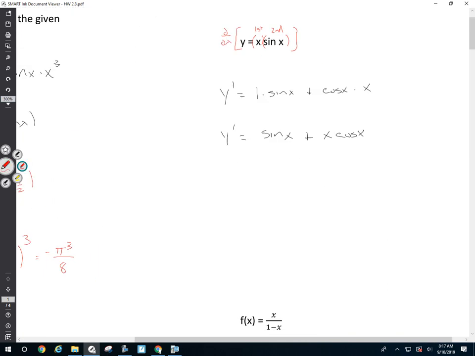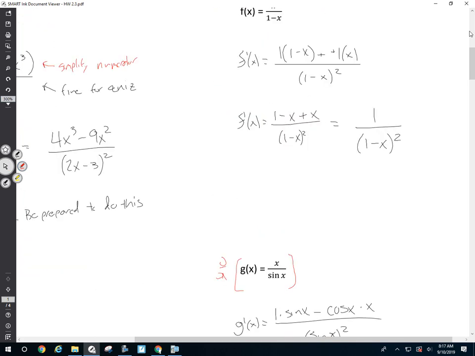All right, this y, I'll write it as y prime at pi over 2. It's the sine of pi over 2 plus pi over 2 cos pi over 2. Sine of pi over 2 is 1. Cosine pi over 2 is 0, so it's just 1. Okay, let's see, what's the next one?